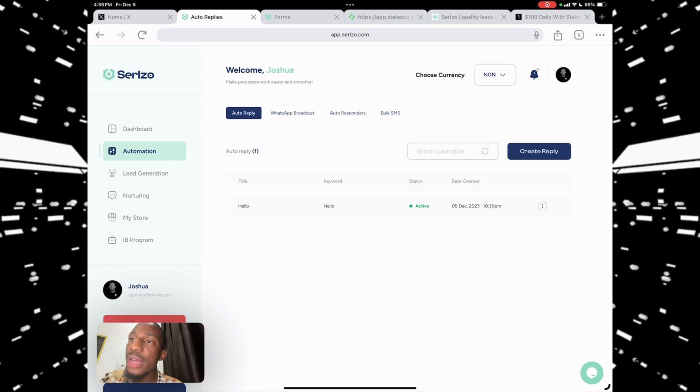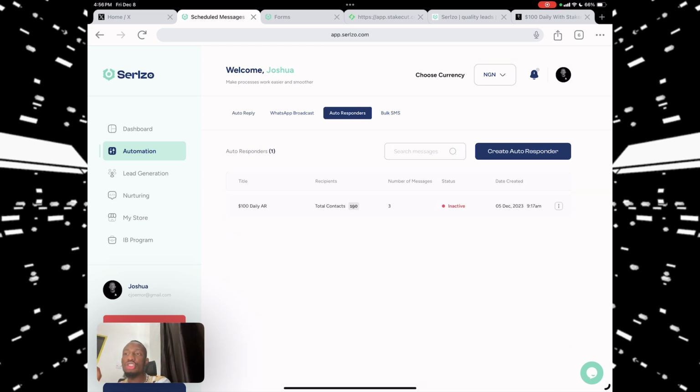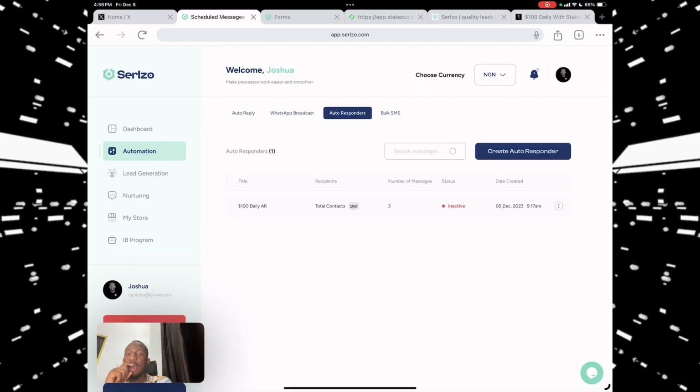Or you can even be so wonderful enough to create an auto response. Auto response is immediately they join. My auto response is inactive right now because my WhatsApp has disconnected. Now, your auto response is once they join your list, it sends them a message on WhatsApp. They join your list, you receive a message on WhatsApp. This is so beautiful.